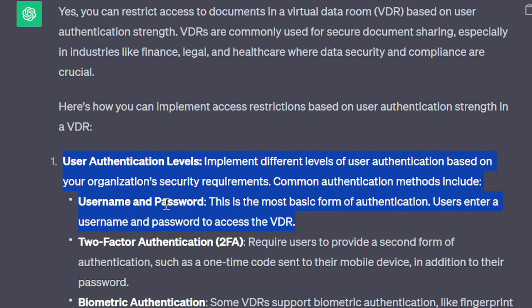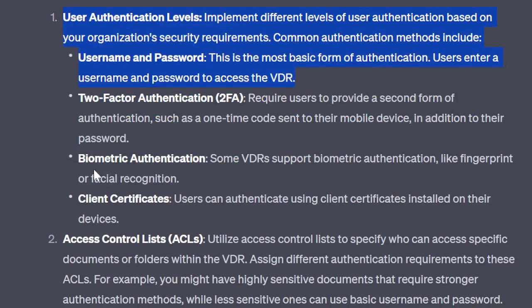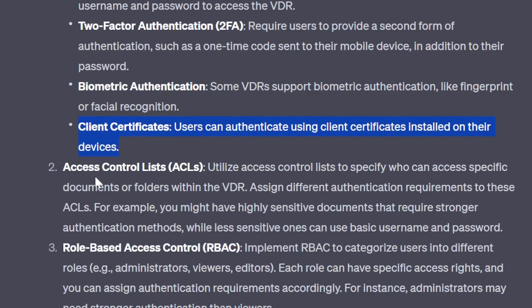Two-factor authentication (2FA) requires users to provide a second form of authentication, such as a one-time code sent to their mobile device, in addition to their password. Biometric authentication: some VDRs support biometric authentication like fingerprints or facial recognition. Client certificates: users can authenticate using client certificates installed on their device.